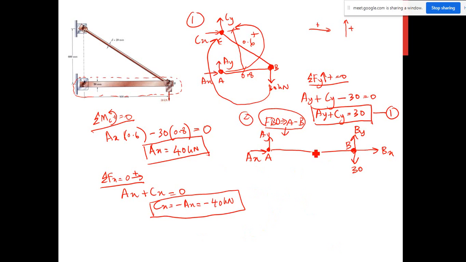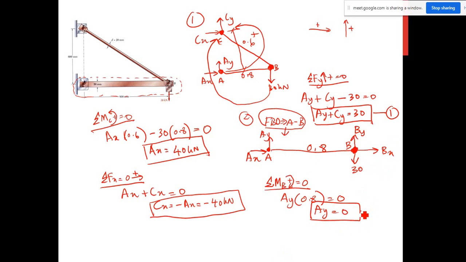Alright, so from free body diagram number 2, we can calculate the moment at point B. Let's say clockwise is positive. So you calculate the moment here. You only have AY times distance. The distance here is 0.8, so AY times 0.8 is equal to 0. So AY equal to 0.